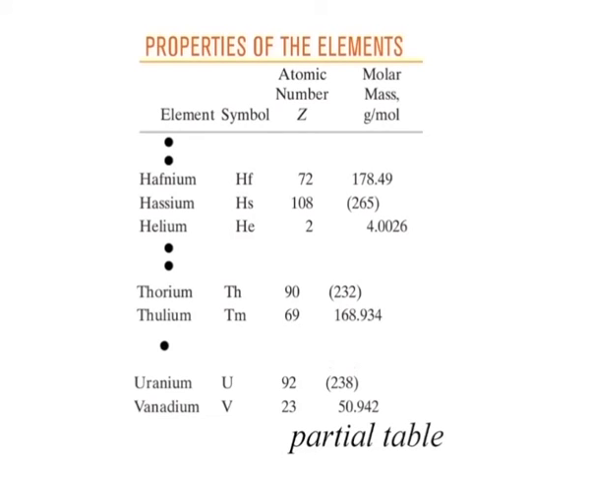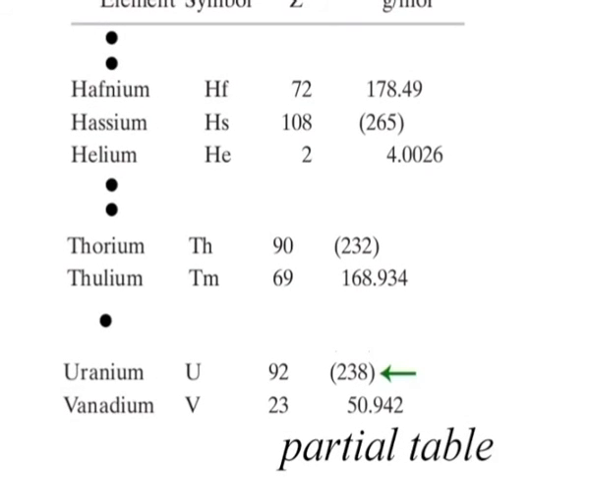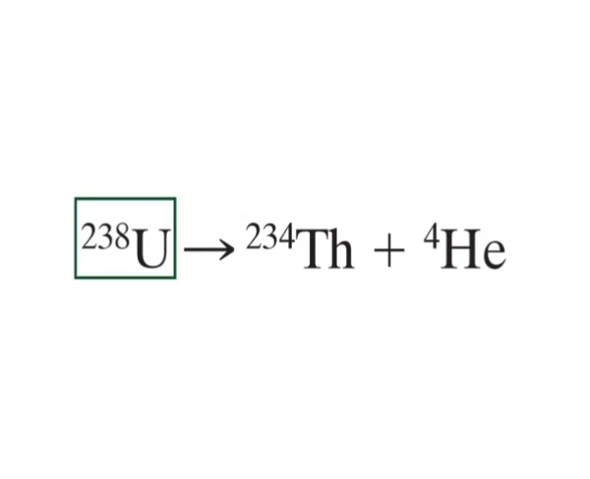From this list, we find that in the decay, the parent nucleus uranium contains 92 protons, a charge of plus 92 e. The daughter nucleus thorium contains 90 protons, a charge of plus 90 e, and the emitted alpha particle helium contains 2 protons, a charge of plus 2 e. We see that the total charge is 92 e before and after the decay. Thus, charge is conserved. The total number of protons and neutrons is also conserved: 238 before the decay, and 234 plus 4 equals 238 after the decay.